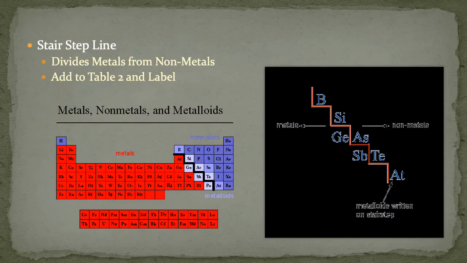One key feature on our periodic table is the stair-step line. The stair-step line divides the metals from the nonmetals in general. All of the metalloids sit right on the stair-step line somewhere. So if you could go ahead and add the stair-step line to table number 2, this black set of stairs, and label it. Go ahead and label it the stair-step line.